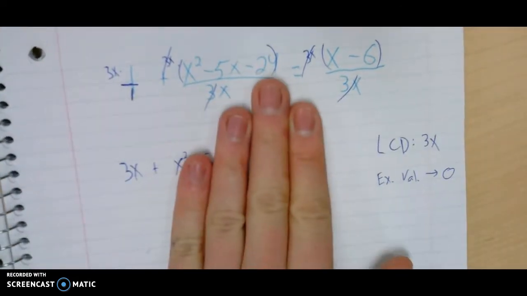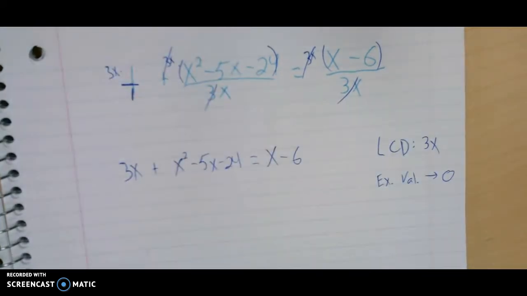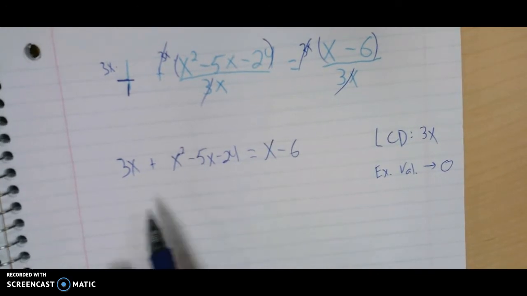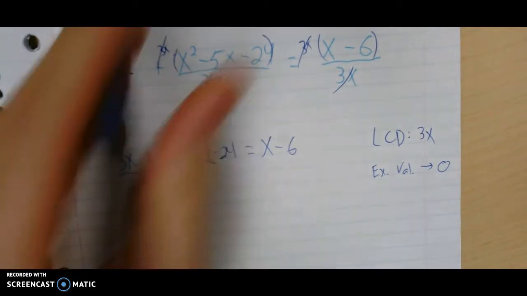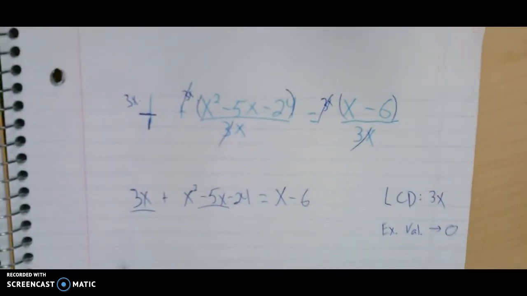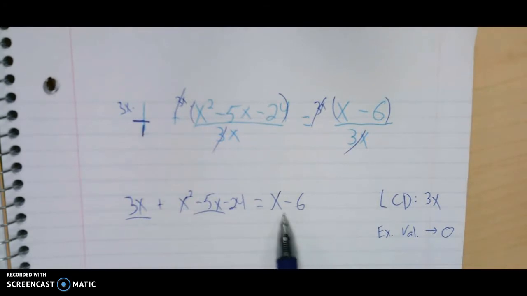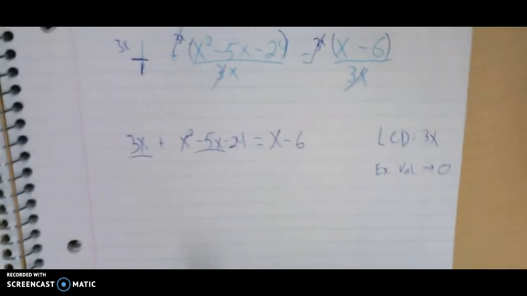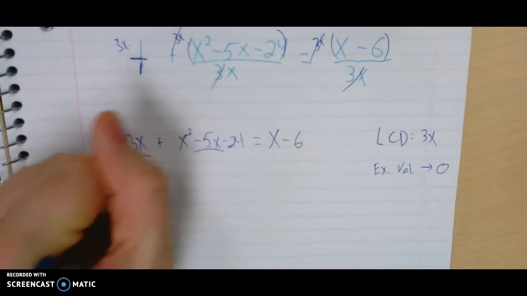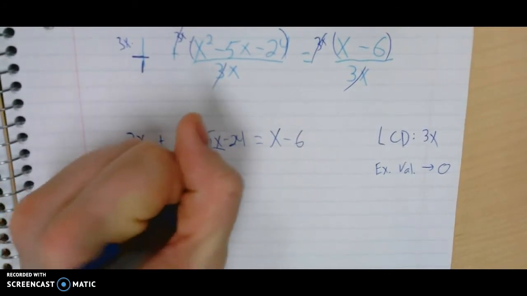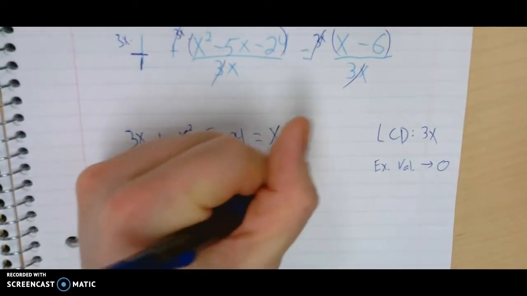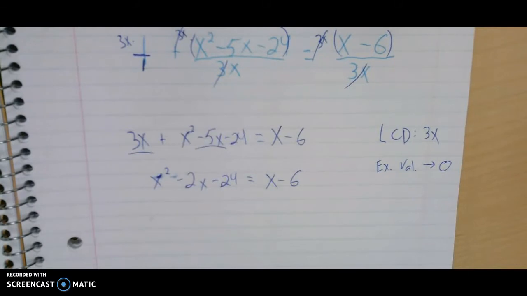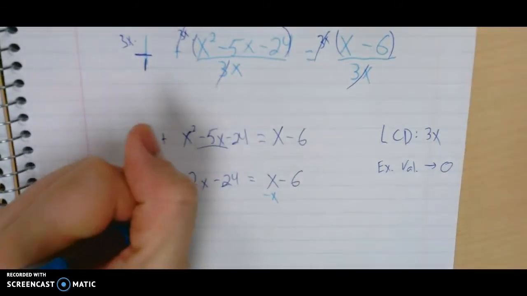So essentially, these two pieces are the same. The only thing that really changed was turning that 1 into a 3x. And now I'm able to write this without any denominators. So nothing too challenging here. I've got some like terms right here. I'm going to go ahead and combine those. And then after that, we typically like these to be equal to 0, so these guys are going to have to move over. So let's combine those like terms. We've got x squared minus 2x minus 24. 3 plus negative 5 is negative 2 equals x minus 6. And then we'll have to move the x over, so we'll subtract that from each side.